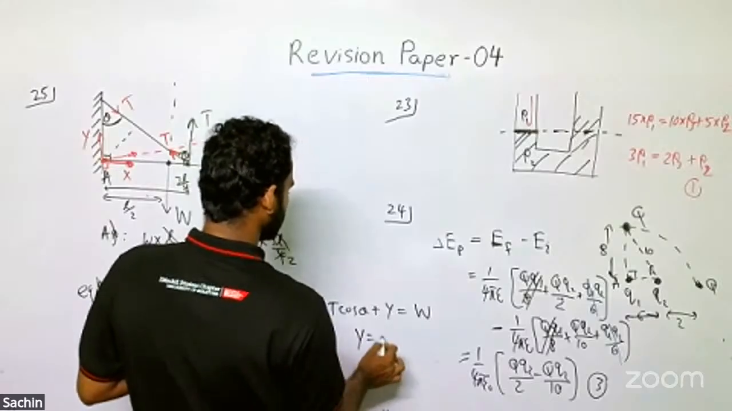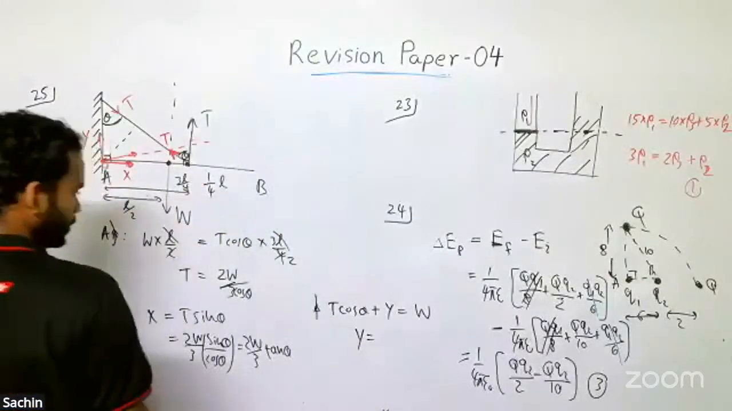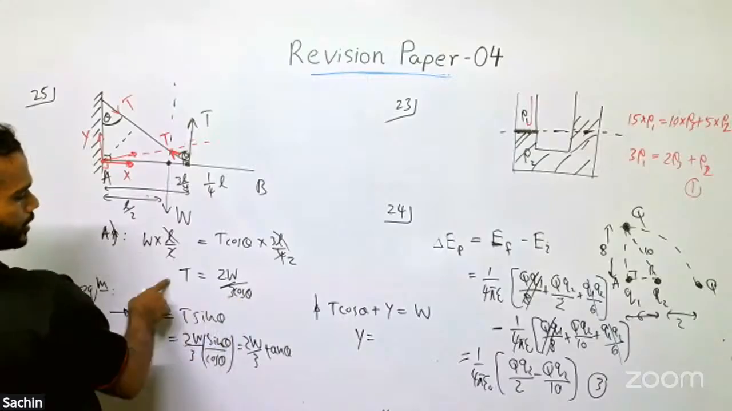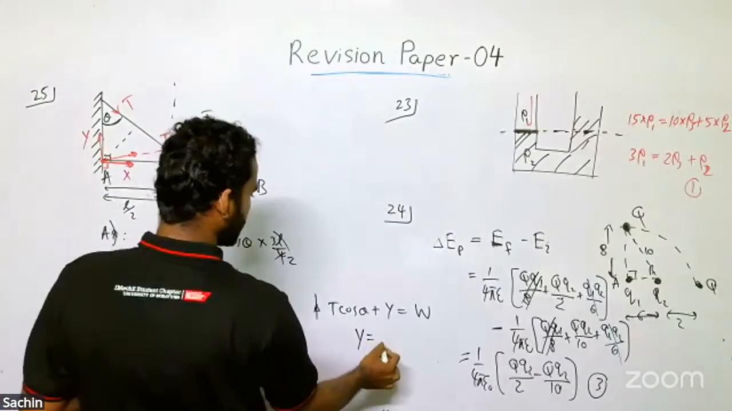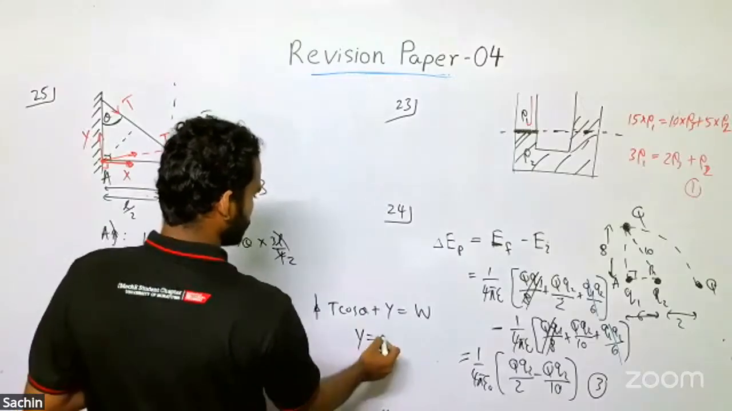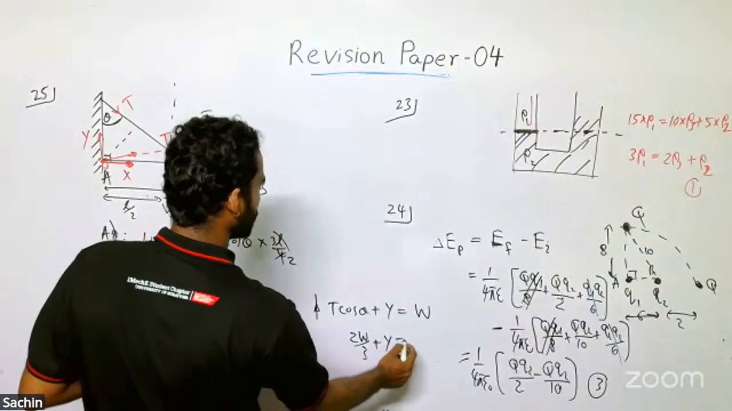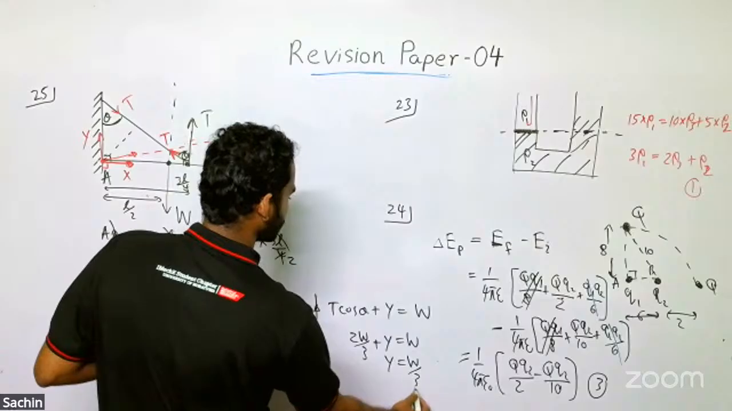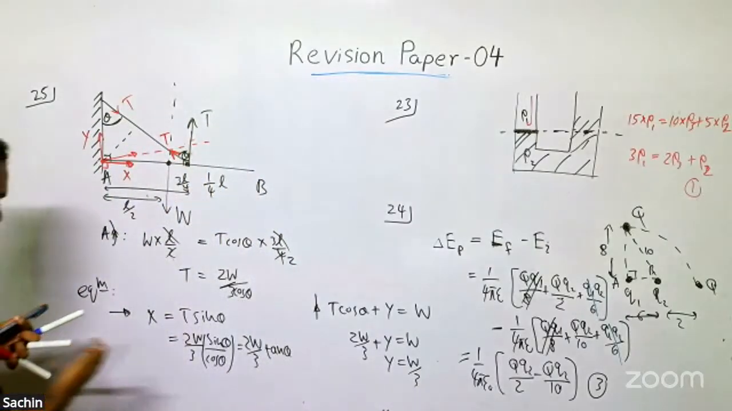So y is equal to, what is t cos theta? Here, if you multiply this cos theta to the other side, then t cos theta is equal to 2w over 3, right? So 2w over 3 plus y is equal to w. So y is equal to w over 3. Okay, so now you know x component, y component separately.